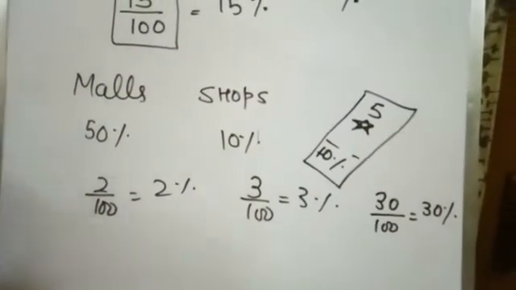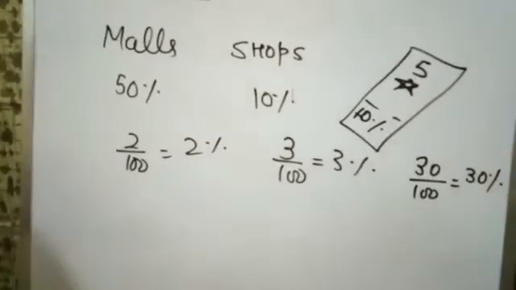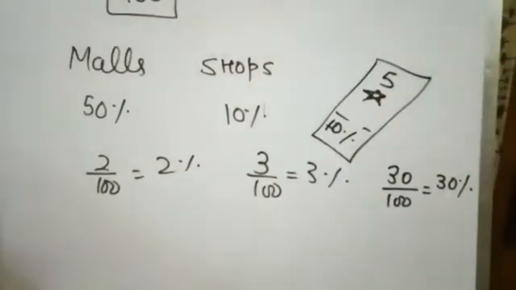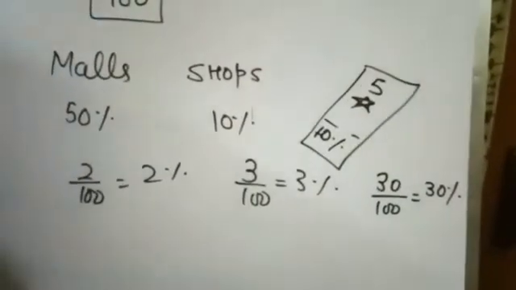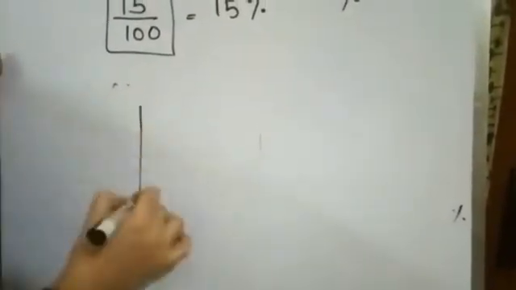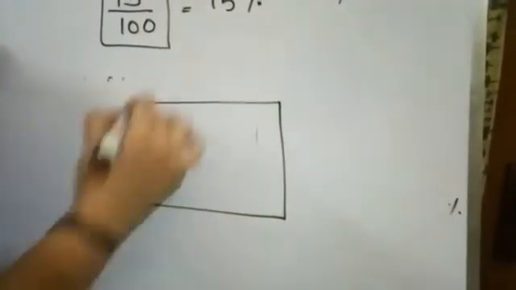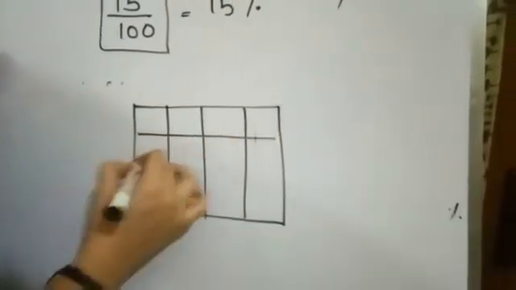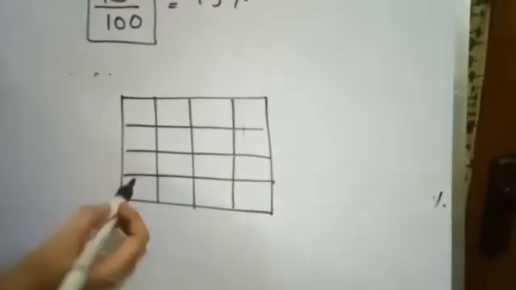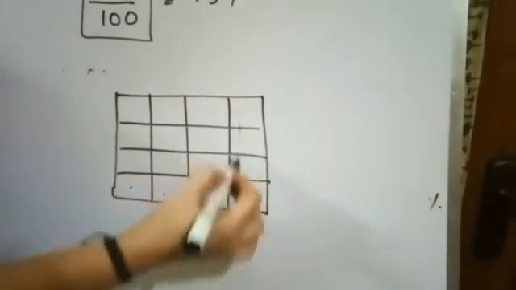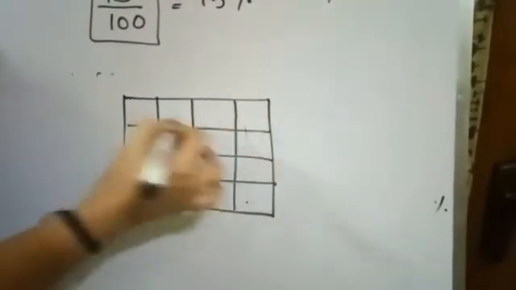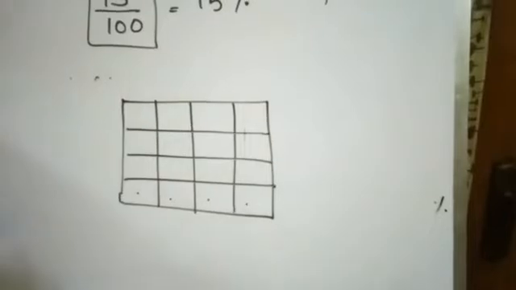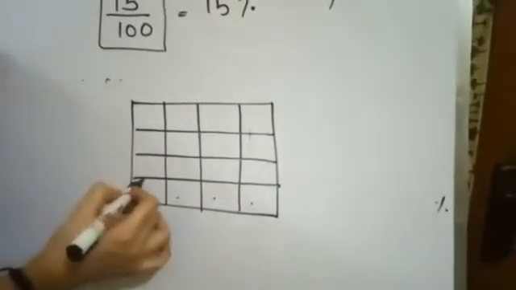But it is not always so that the whole is equally divided into 100 pieces. Now I am taking one grid. This is one grid. I am going to divide it into equal parts. How many boxes are there in this grid? 1, 2, 3, 4. 4 fours are 16. Now this complete whole is divided into 16 parts.